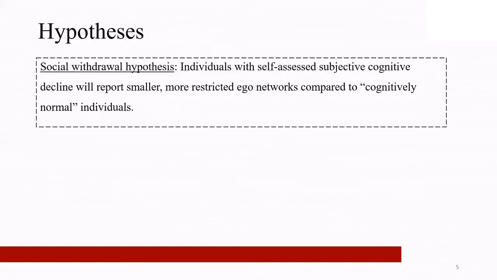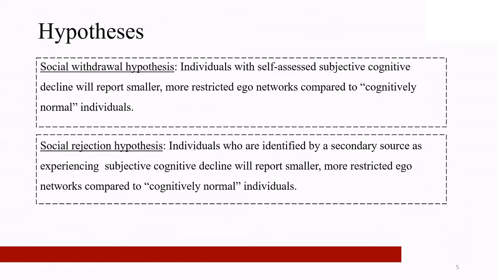With that, we derive the following two hypotheses. The social withdrawal hypothesis states that individuals with self-assessed cognitive decline will report smaller, more restricted ego networks compared to "cognitively normal" individuals. You'll note here that cognitively normal is in quotation marks, and this is not to refer to those who are clinically considered cognitively normal, but rather to individuals who do not recognize that they have any impairment, whether it's there or not. Second, the social rejection hypothesis states that individuals who are identified by a secondary source as experiencing subjective cognitive decline will report smaller, more restricted ego networks compared to their cognitively normal counterparts.